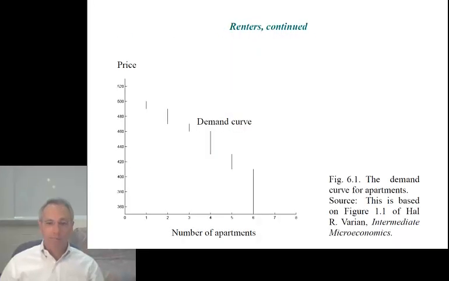So here's my demand curve. You can see that at a price of $500 per month, there's actually only one renter willing to rent at that price. At $490 per month, however, the first renter is happy to pay that price, and there's another renter who's prepared to pay $490. For prices from there down to just above $470, there's still only two, but once the price is at or below $470, there are at least three renters, and so on.